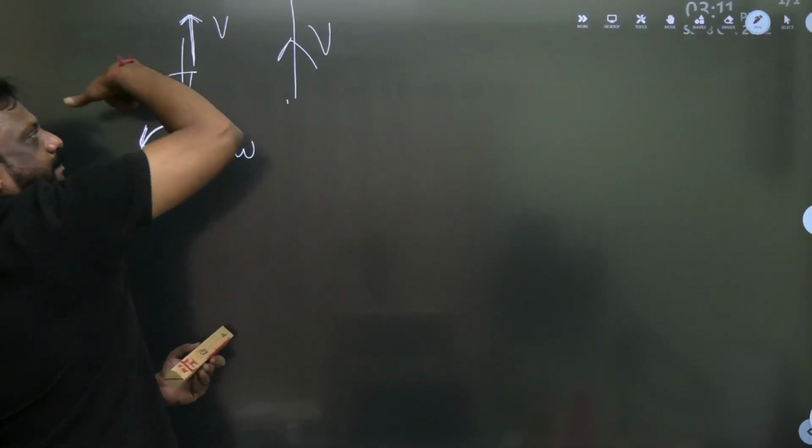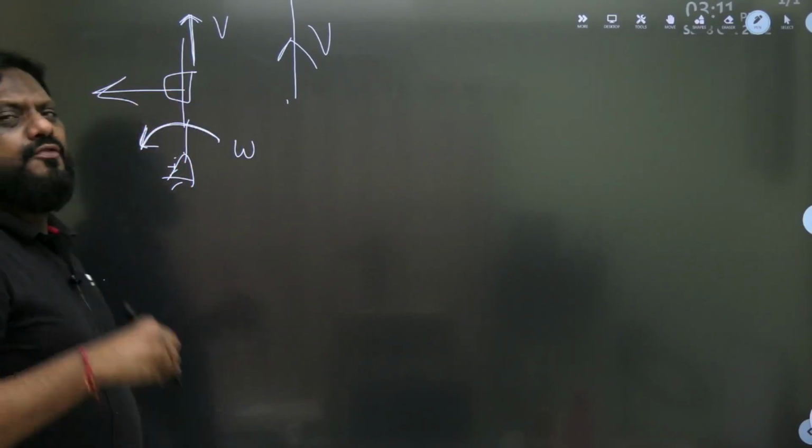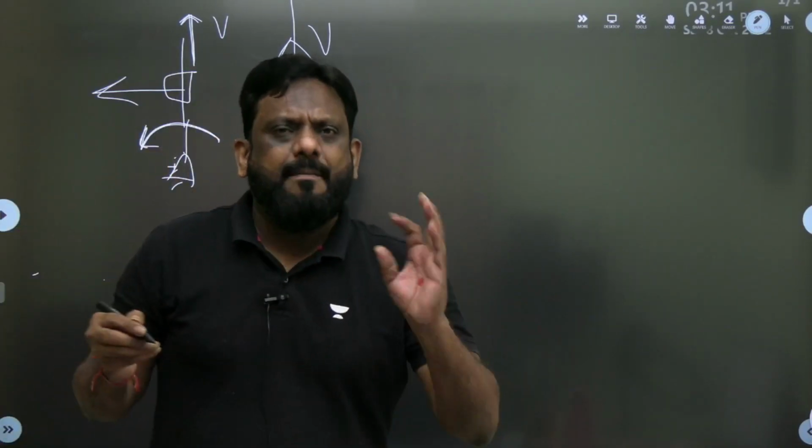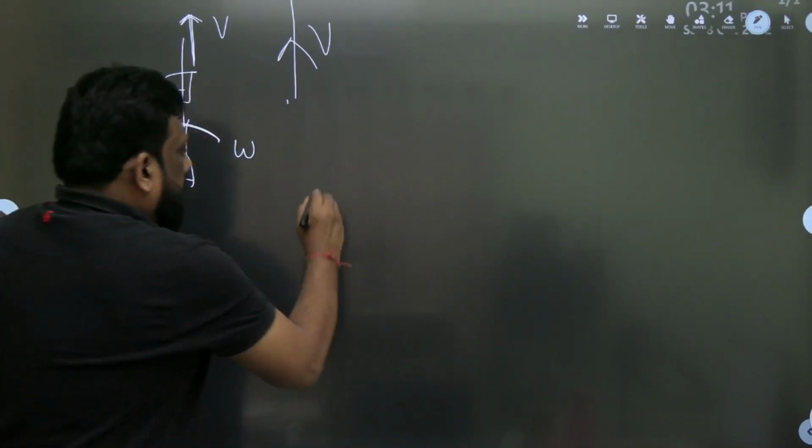When I take this, my thumb is pointing to the left. So this is the direction of Coriolis component of acceleration. If you know one, the others are very simple. मैं आपको बताऊंगा, फिर से बताऊंगा, sir. Don't worry at all.